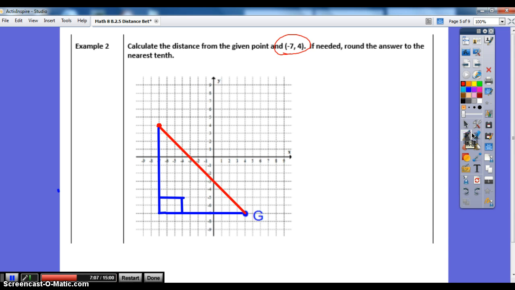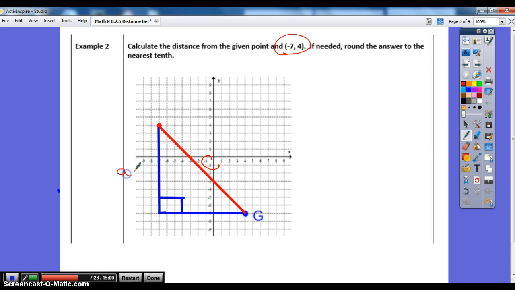Now what? What do I do now? Pick theory. Do we know this distance? Nope, so this is our C, that's our hypotenuse, we need to find that.